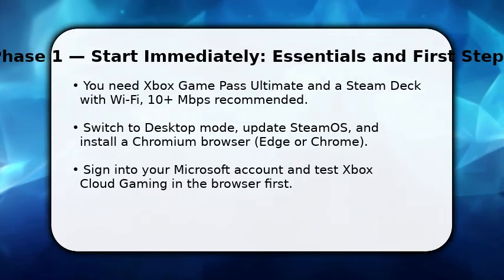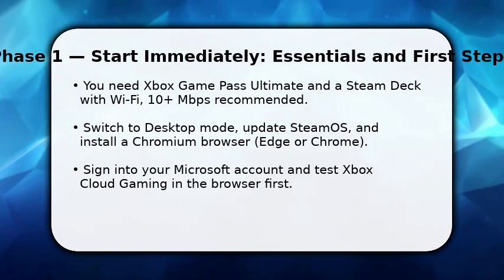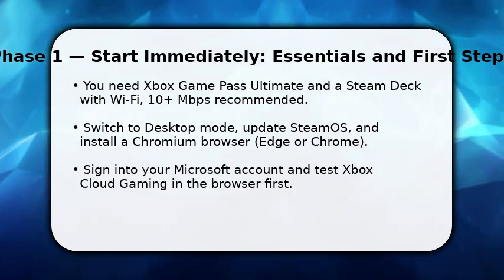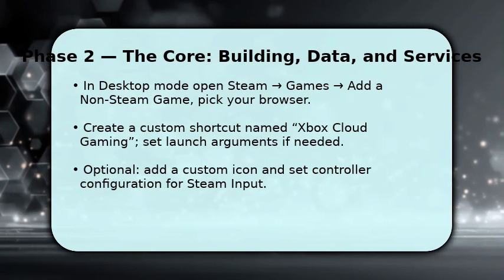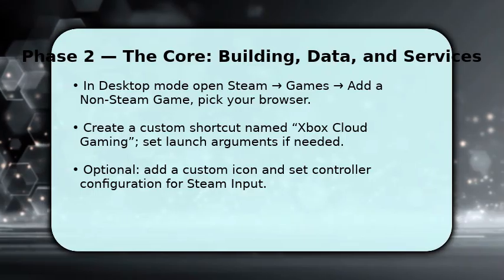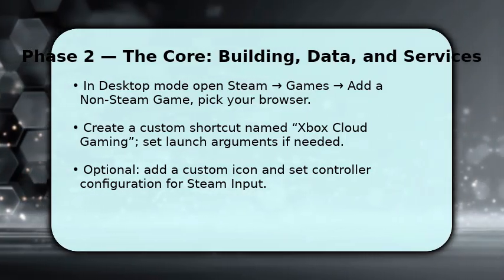Next, you'll add the browser to Steam so you can launch cloud games from gaming mode quickly and cleanly. Now you add that browser to Steam so launching is seamless in gaming mode. In desktop mode, open Steam, go to Games > Add a Non-Steam Game, and select your browser executable.